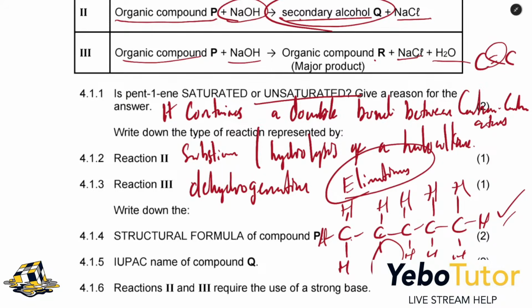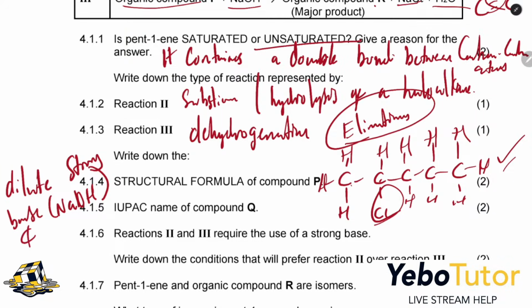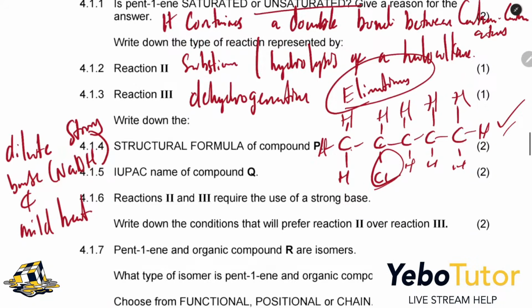So we know that the first one will be our dilute strong base, which in this instance is your NaOH, and since it's 2 marks, you can also include mild heat. Those two will enable us to prefer reaction 2 over reaction 3.